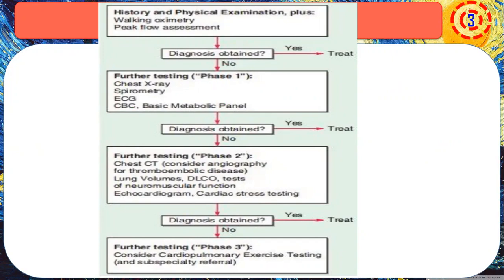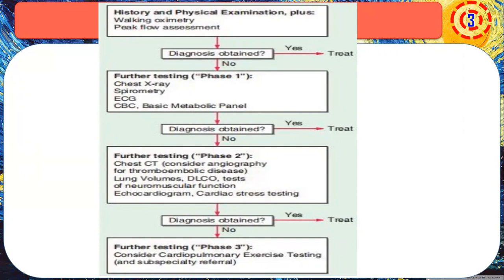Whereas, if history taking, physical examination, walking oximetry, and peak flow don't give us our diagnosis, then we have to move to phase 1 of laboratory studies, which includes chest x-ray, spirometry, ECG, CBC, and basic metabolic panels such as arterial blood gas analysis, electrolytes, urea, etc. So, if all of these tests give us our diagnosis, then again we go to treatment.